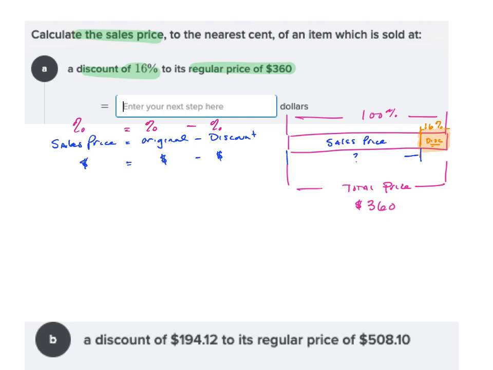So if I'm looking at the sales price percent-wise, my sales price percent is going to equal my original percent, which is 100%, minus my discount percent, which is 16%. And 100% minus 16% is going to give us 84%. So the sales price is 84% of the original.